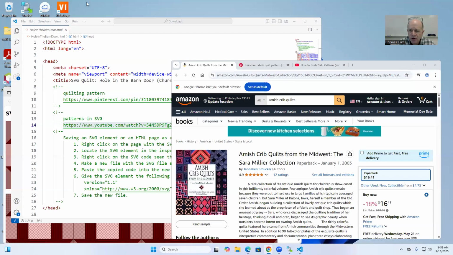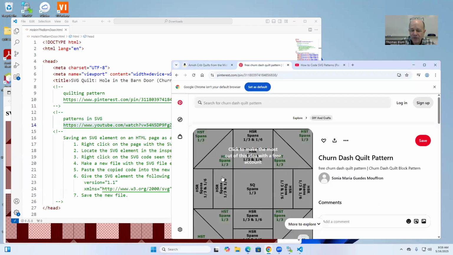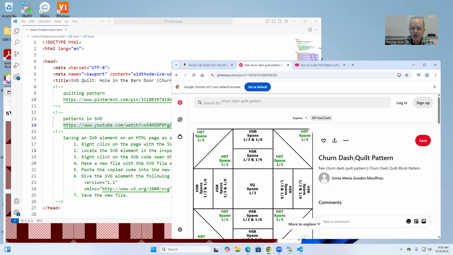In this video, I'm going to use HTML and most specifically SVG to make a pattern based on quilting known as the hole in the barn door pattern. My original motivation comes from this book on Amish crib quilts. And then I found somebody mapping out this particular pattern, also known as the Churn Dash pattern.